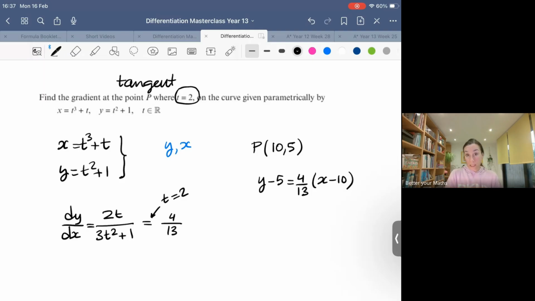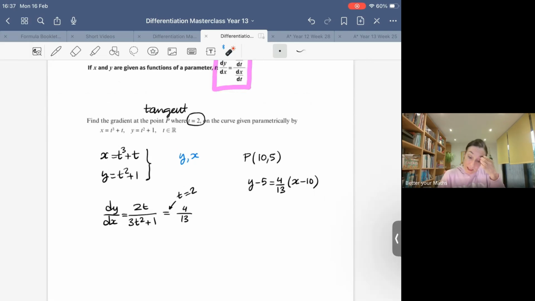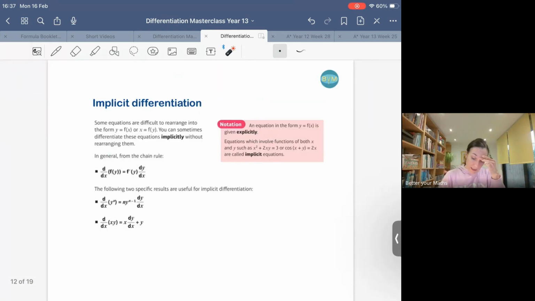So if they ask you for the tangent, that would be logic, not just the gradient. You will need to find the point as well, and write the equation of the tangent. Because we don't write the equation of the tangent in parametric form, we just write it normally. And they will give you the information to find it out. Just a note on that. Clear? The parametric differentiation is very simple, dy by dx.